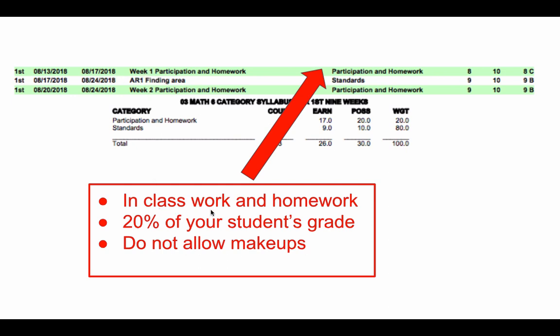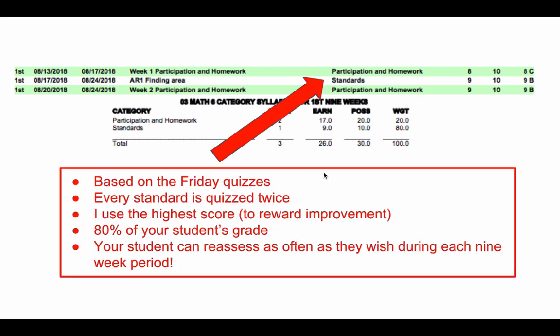Those are based on the in-class work that your student turns in as well as their homework. It's worth 20% of your student's grade, and I do not allow makeups. Although if there are good reasons why a student has not been able to make it to class, I can excuse the in-class work. And if there are good reasons why a student has not turned in homework, I will take homework late.